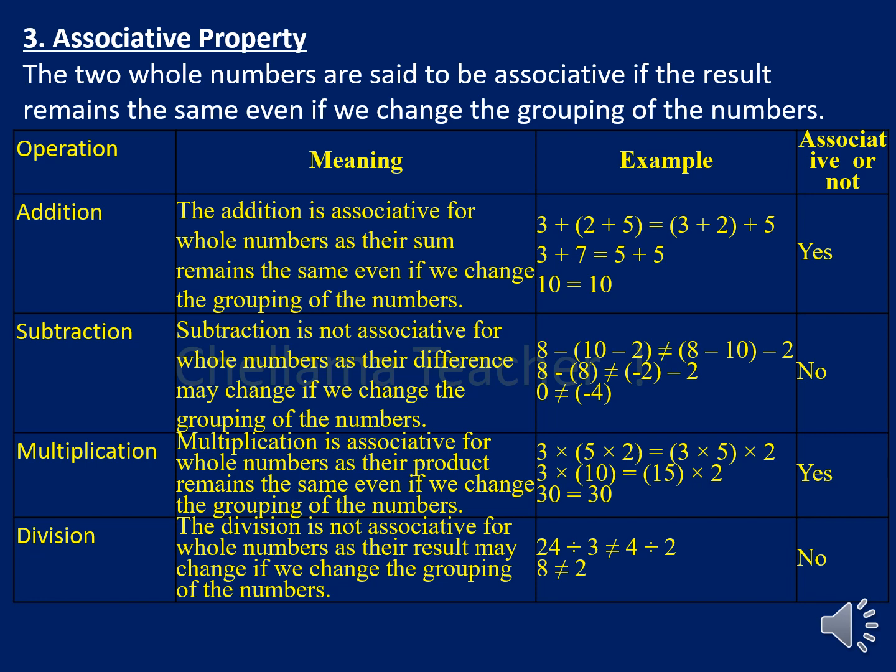Next is division. Division is not associative for whole numbers as their result may change if we change the grouping of the numbers. One example here: (24 ÷ 3) ÷ 2 is not equal to 24 ÷ (3 ÷ 2). Exactly. 24 by 3 is 8, 4 by 2 is 2. So 8 is not equal to 2. So division is not associative for whole numbers.